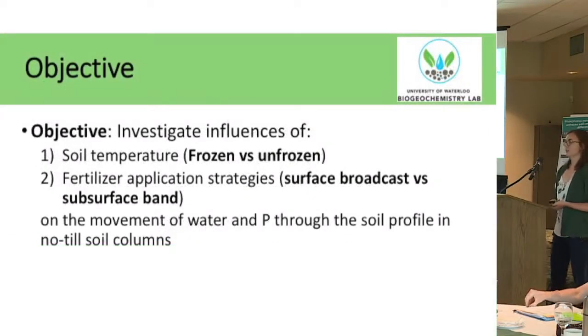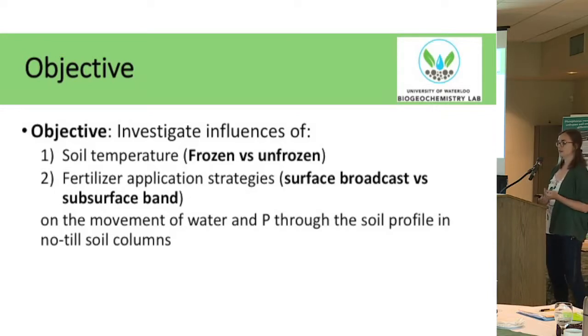The goal of this work was to investigate interactions between infiltrating water and the application of fertilizer, and to look at how that interaction influences nutrient losses over the non-growing season. We wanted to look at how soil temperature, whether the soil is frozen versus unfrozen, and fertilizer placement, whether it's surface broadcast or subsurface band, combine to influence the movement of water and phosphorus through the soil profile in no-till soil columns.